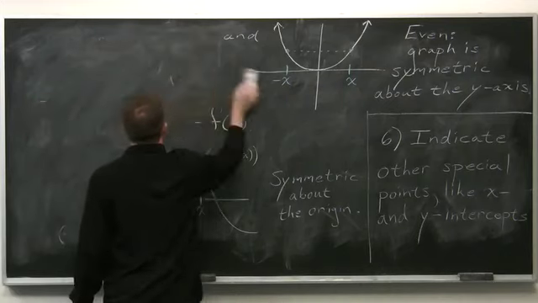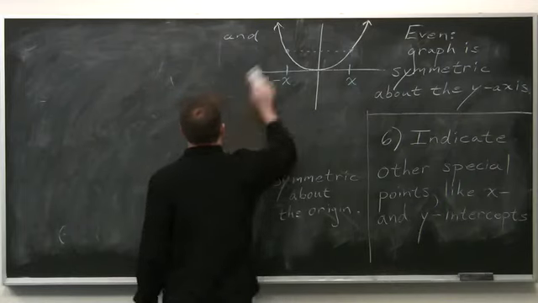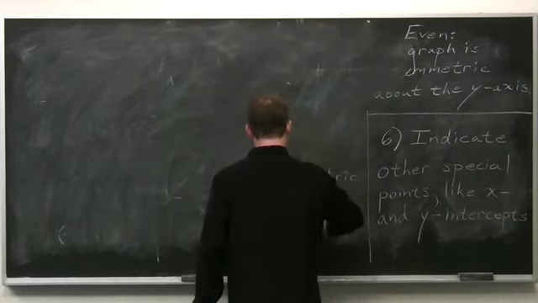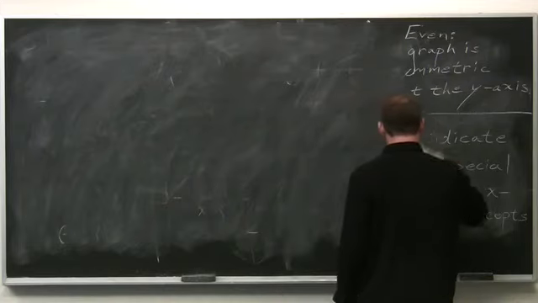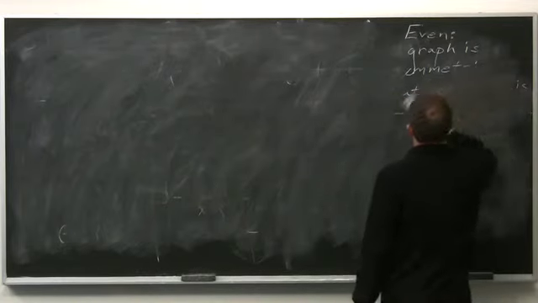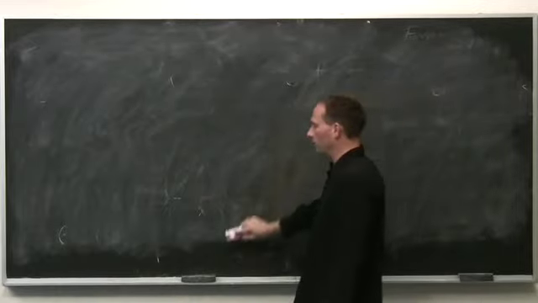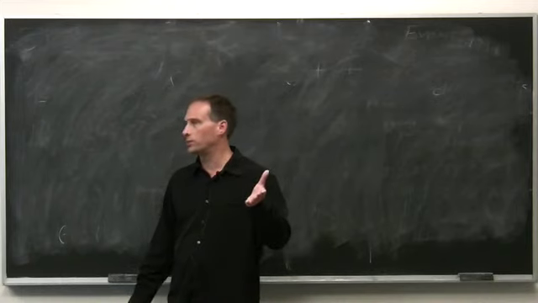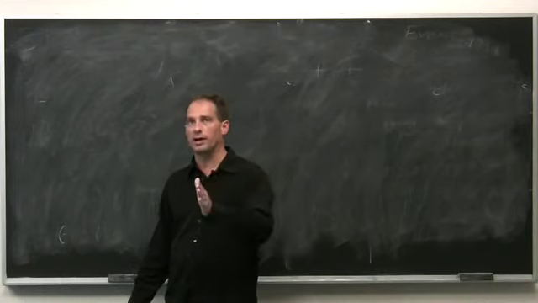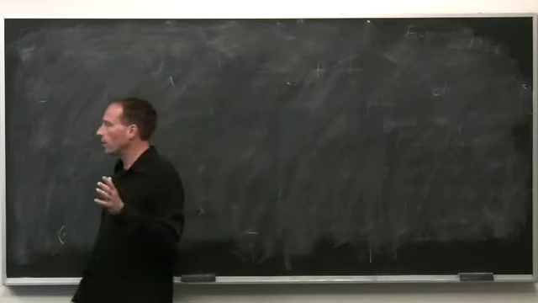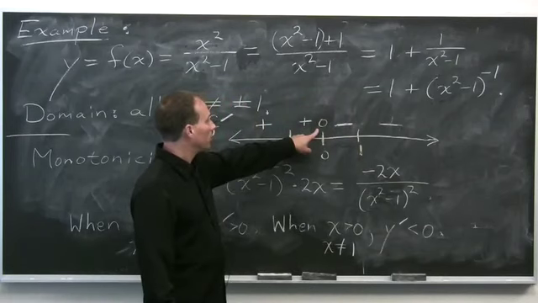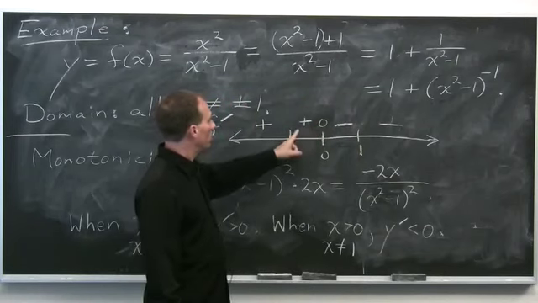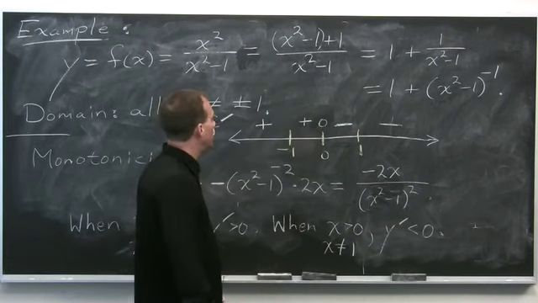Where will we see extrema? Well, to see local extrema, you need a point in the domain of the original function where the first derivative is positive on one side and negative on the other, or vice versa. And it has to be a place where the original function is defined, at 0. At 0, we increase until 0, and we decrease after that.